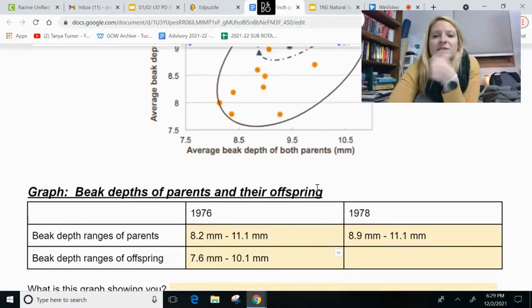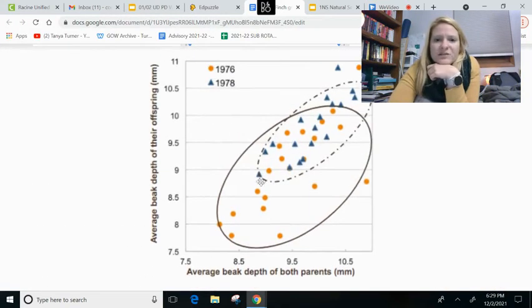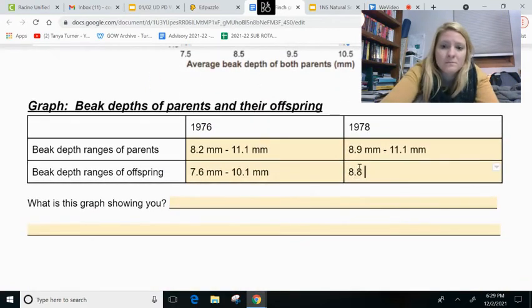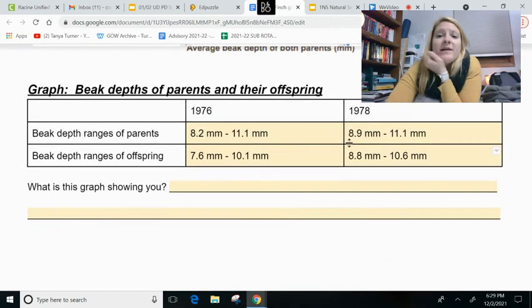And then we do the same thing with the dotted oval. So this triangle is the one on the bottom. I'd say it's about 8.8. And then at the top here, we go across, it's about 10.6. You're going to want to write that in your book again on page 126.